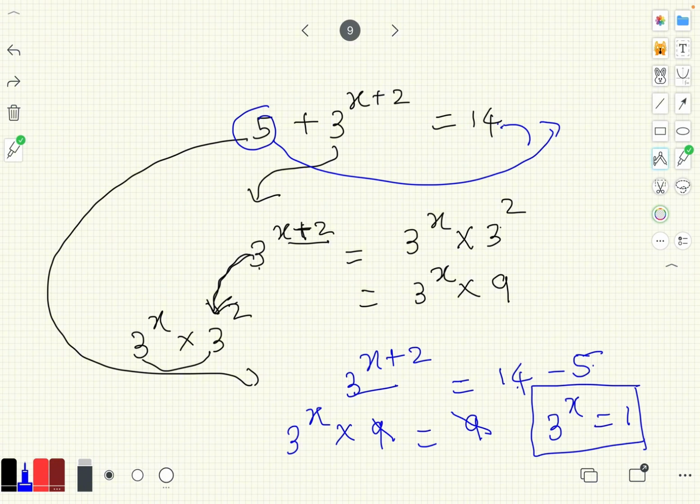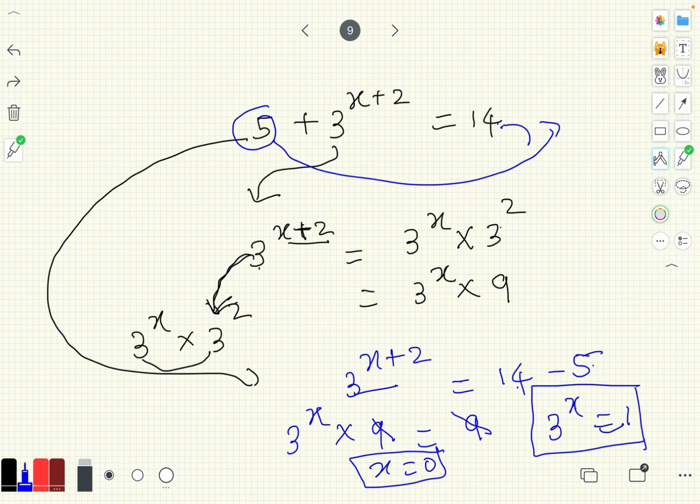Here the important idea is, to get 1, the exponent will be 0 regardless of the base, whatever the base could be. It could be 1, it could be 1000, it could be 1 crore, doesn't matter. The exponent should always be 0 to make it 1, so x must be equal to 0. It's a quite interesting question.